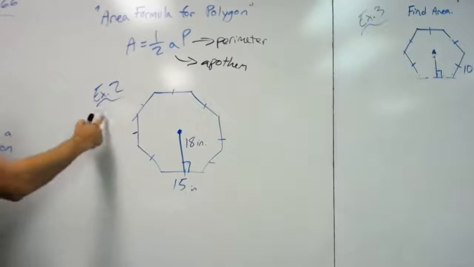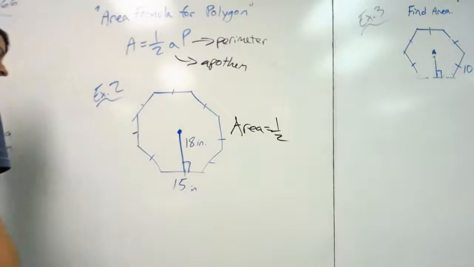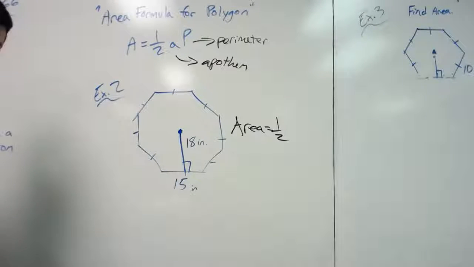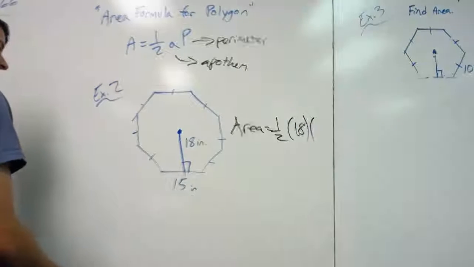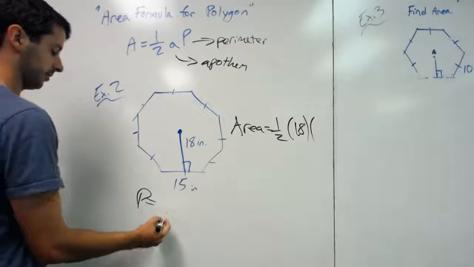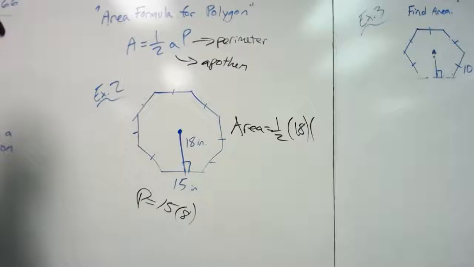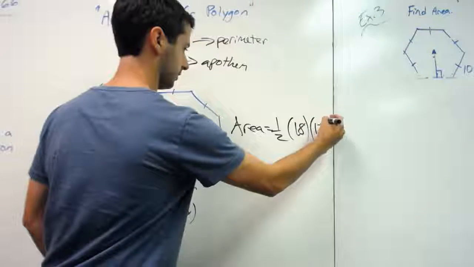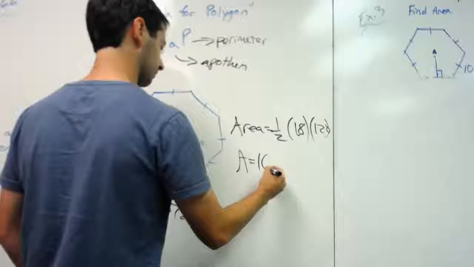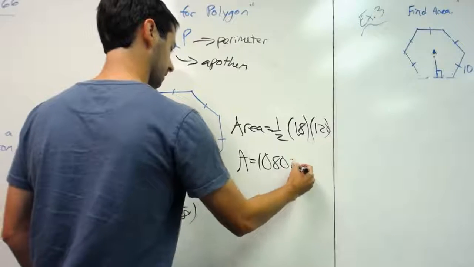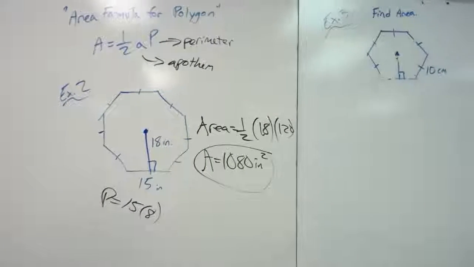So example 2, it wants us to find the area. Well, in 1/2, we take our apothem. It makes it easy on us here and says 18. So 1/2 times 18. Now we need to find our perimeter. So to find our perimeter, we do 15 times the number of sides. Number of sides is 8. So 15 times 8 is 120. And when we multiply all that together, we get area equals 1080. And since it's area, it's inches squared. That's a very basic problem. You're not going to get them quite that easy.